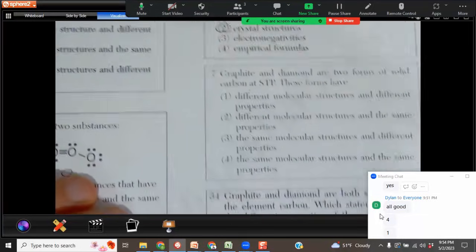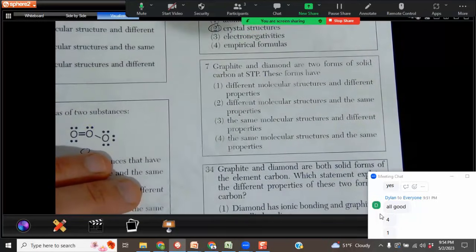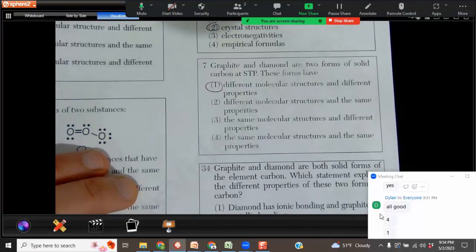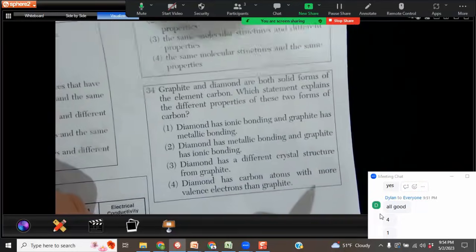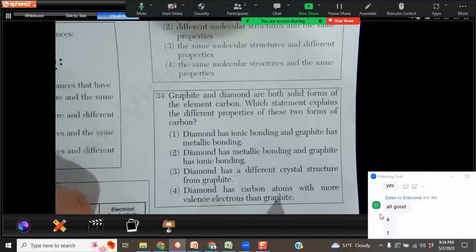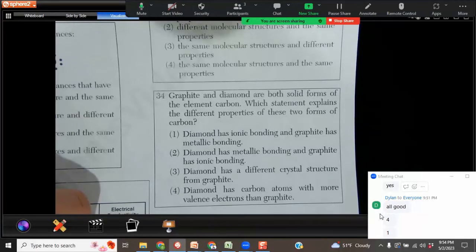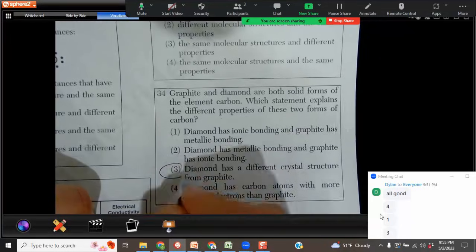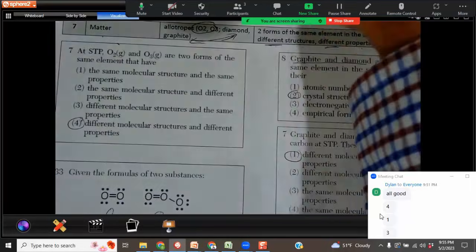Here it is again, different test. Number 7, graphite and diamond are two forms of solid carbon. These forms have different. Here it is again, different test. Graphite and diamond. Which statement explains the different properties? What do you guys think on 34? All right, Dylan, very good. 3 it is, different structure. Okay, and so that is it for way 7.